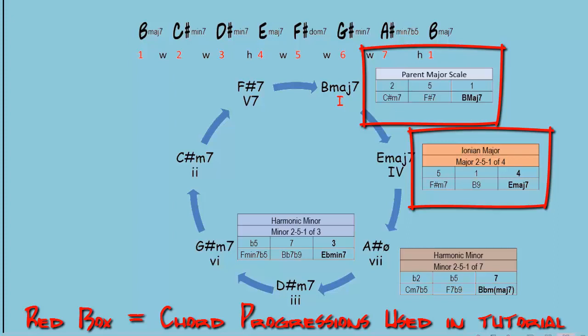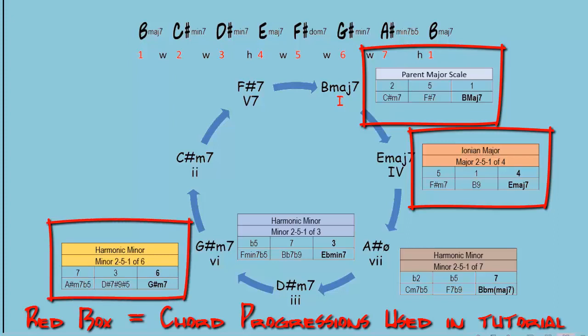So we get a 2-5-1 in the key of E flat minor. So we would get an F minor 7 flat 5, B flat 7 flat 9, E flat minor 7. The next progression going around the circle, we would be treating 6 as the target chord. And 7-3-6, that's one you've heard of many times.